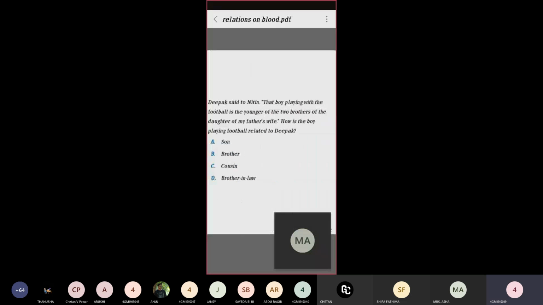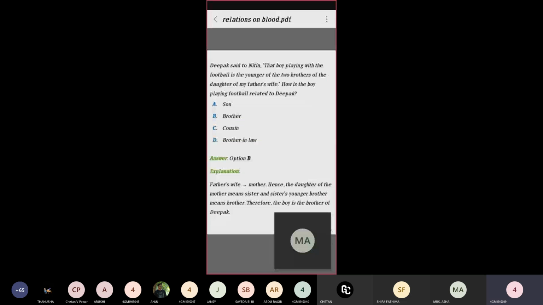Third one. Deepak said to Nitin, "That boy playing with the football is the younger of the two brothers of the daughter of my father's wife." How is the boy playing football related to Deepak? Options: A. Son, B. Brother, C. Cousin, D. Brother-in-law.